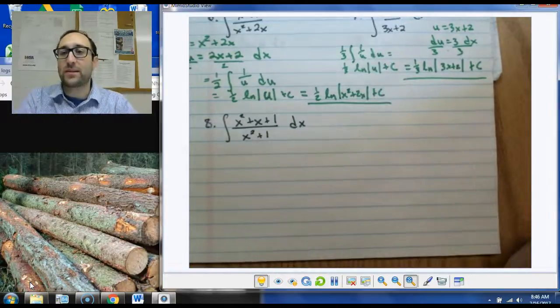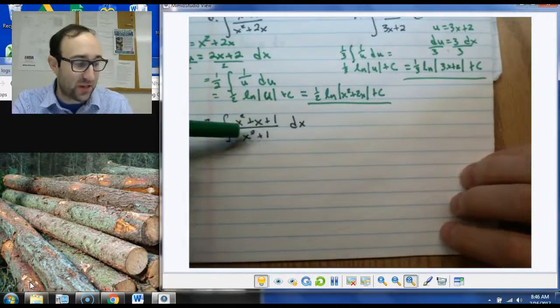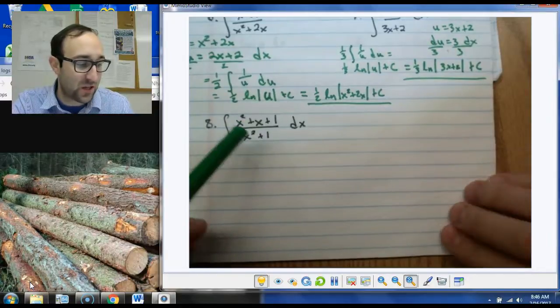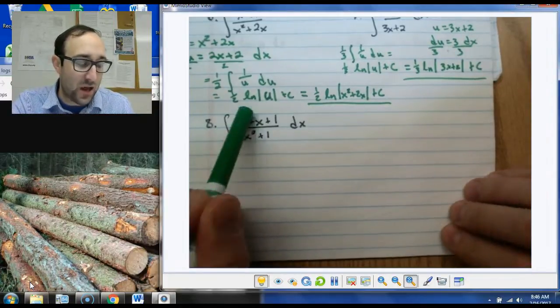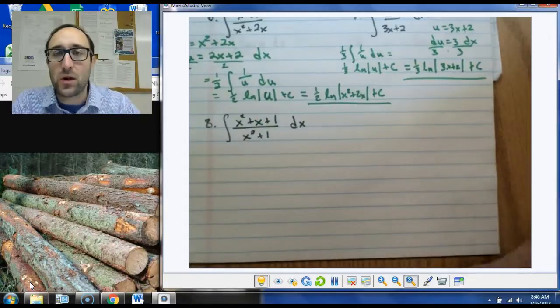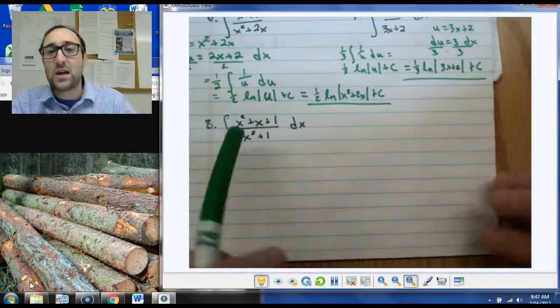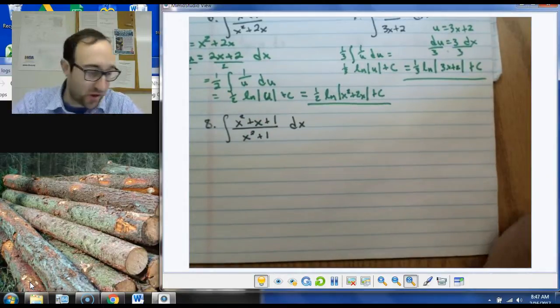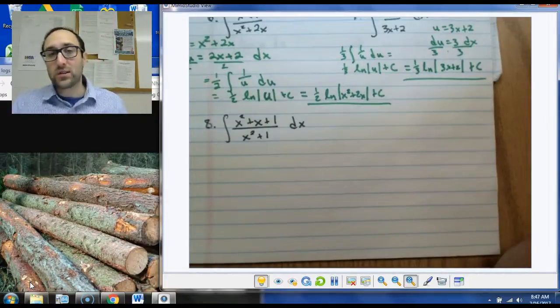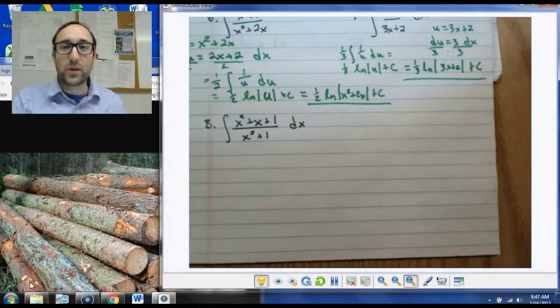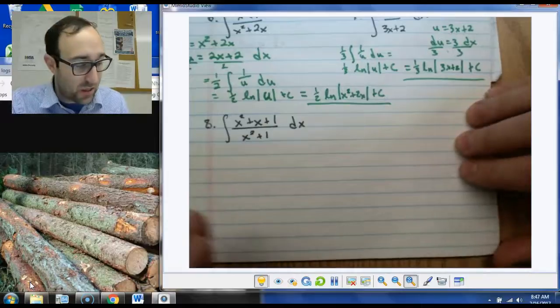Let's do number 8. I look at this one and say, okay, if I let this u be, say, 2x, that's not going to help me get rid of any of this stuff here. So using u substitution for number 8 is not going to be that helpful. So what else could I do? Well, let's just do some long division and see if I can rewrite this in a better way that might help.